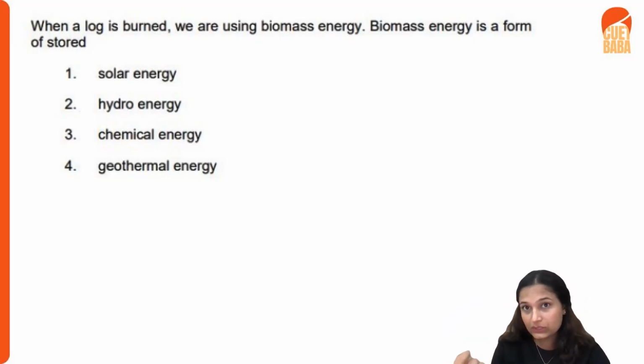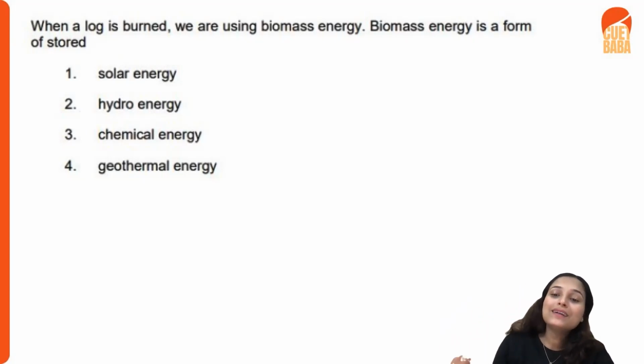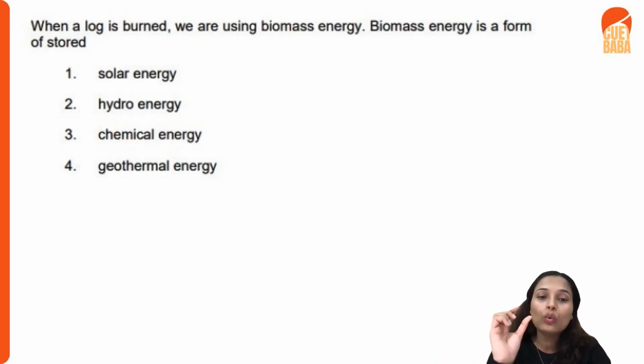So here, when I'm talking about this question, when a log is burned, we are using biomass energy, of course. And biomass energy is a form of what sort of energy? It is a chemical form of energy. How? Because biomass contains stored chemical energy from the sun. Biomass can be burned, however, it must be dried as well, right?